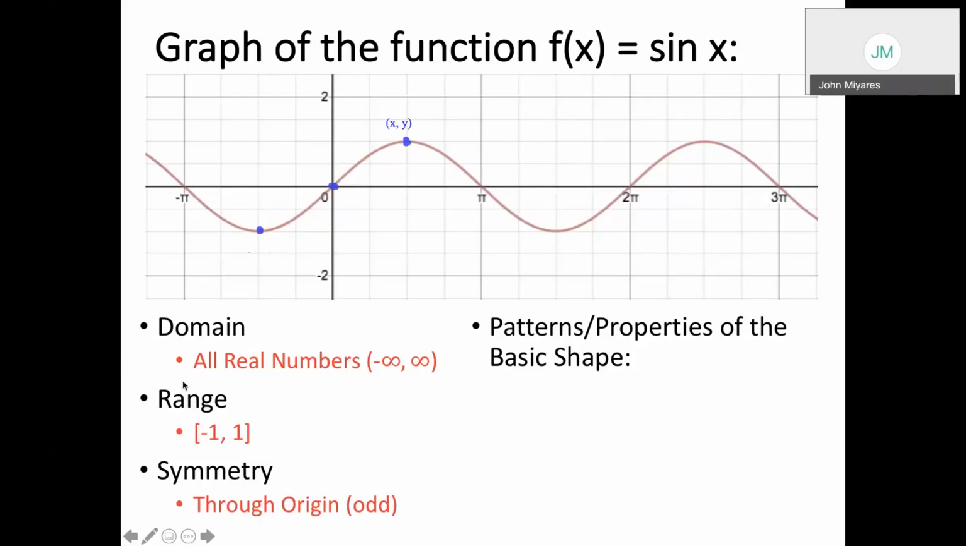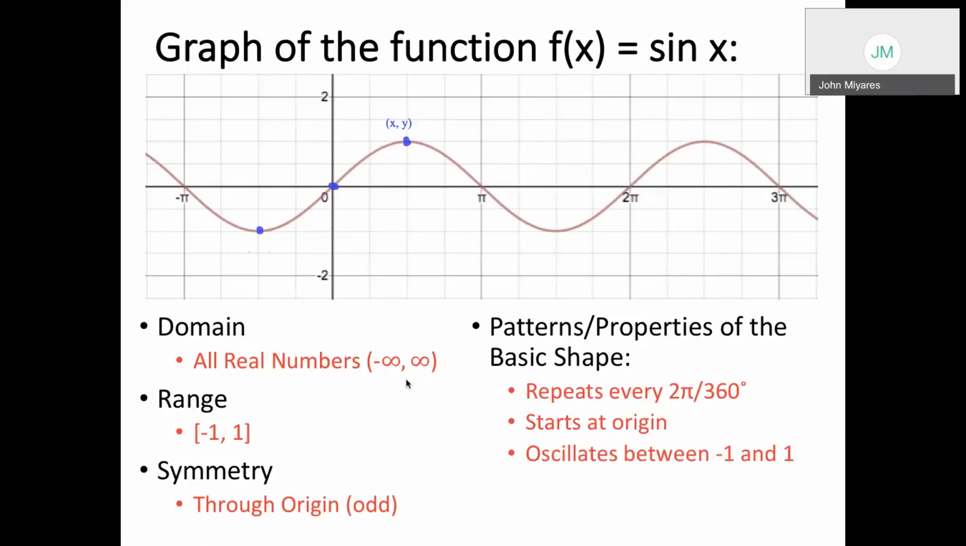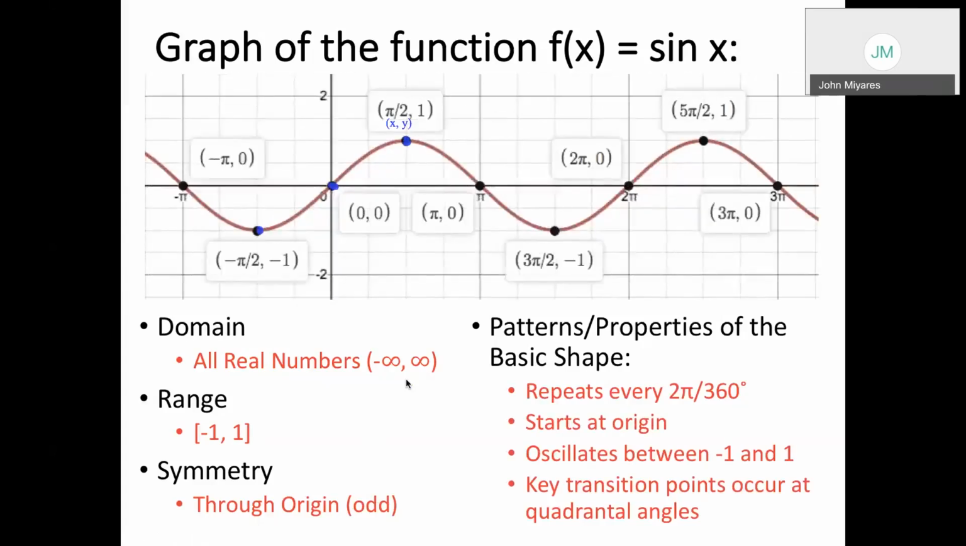As for other things that we should notice about this graph, it's going to repeat itself every 2 pi radians or every 360 degrees as the terminal side of the angle goes around the circle over and over again. The function starts at the origin and it's going to oscillate back and forth between -1 and 1, with the key transition points occurring at what would be the quadrantal angles 0, 90, 180, 270, 360, and so on. We see those transition points labeled here on the sketch above.